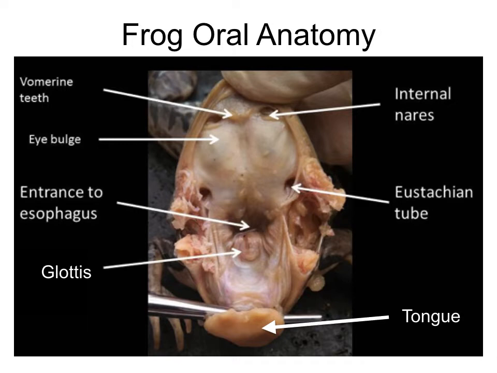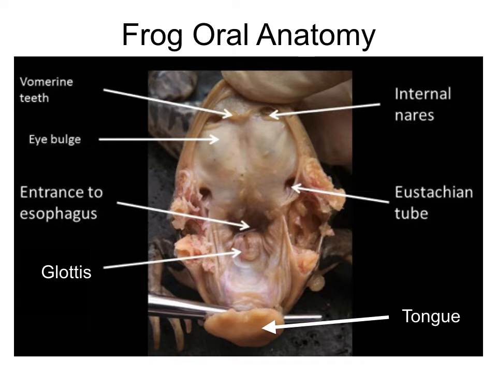Posterior to the eye bulge are eustachian tubes. And then right in the middle of everything, on the dorsal side, is the entrance to the esophagus, which leads to the stomach. And ventral to that is the glottis. And the glottis is a muscular opening that leads to the lung, through the trachea.